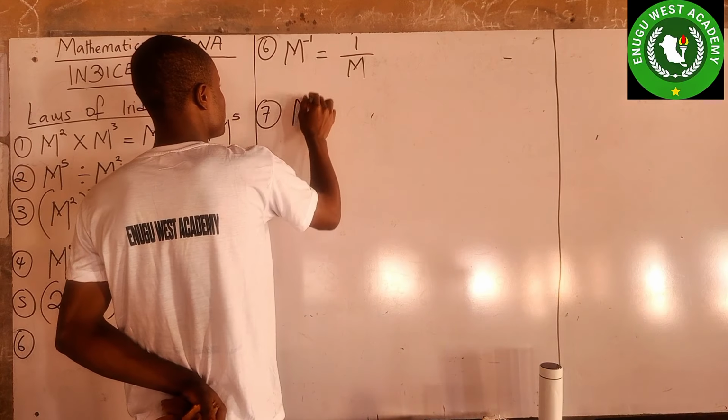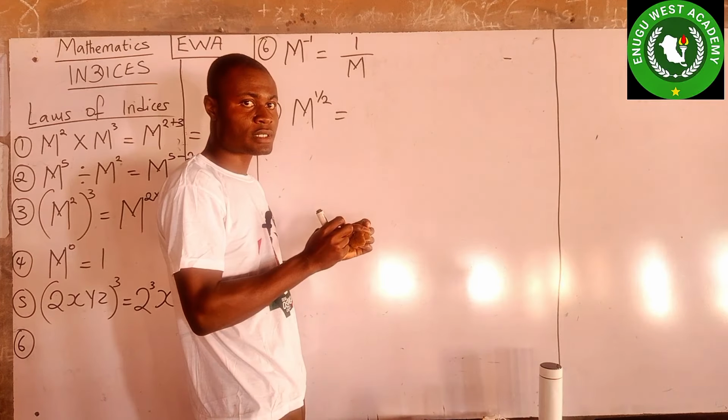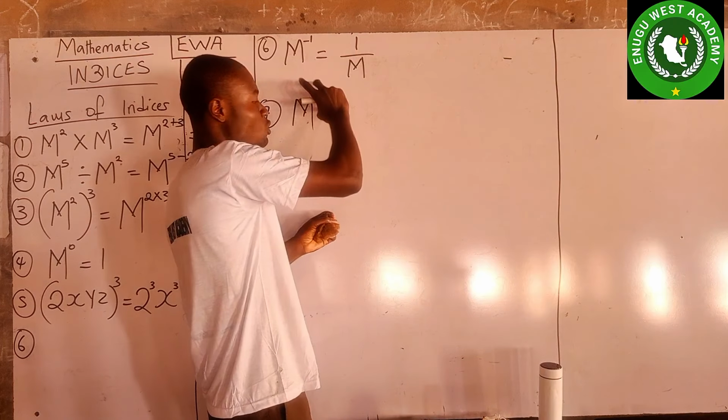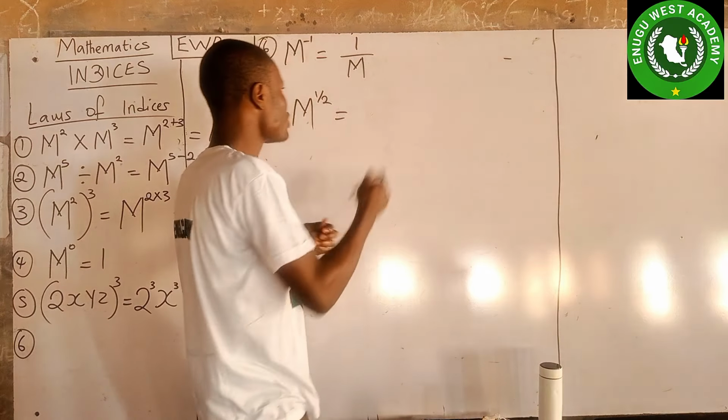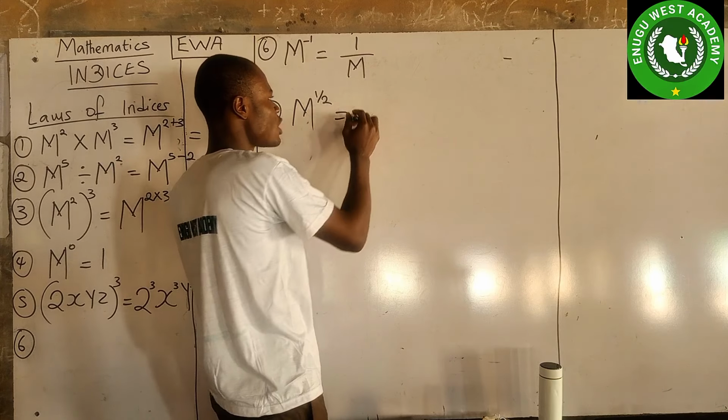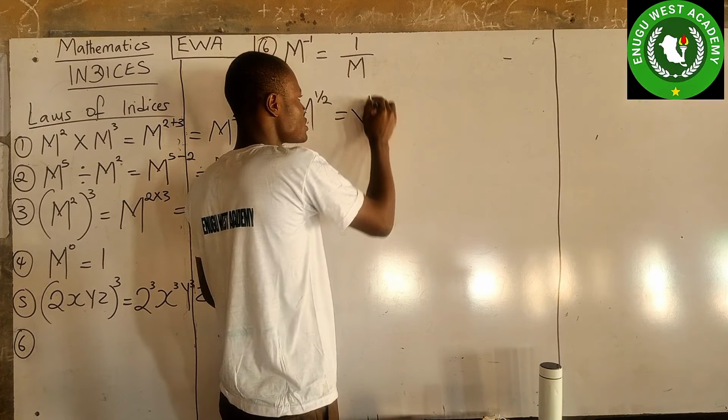Now, please, m raised to power 1 over 2, the power there is 1 over 2. Now, you are going to find the root. For you to find the root using the fractional power, you focus on the denominator. Let me say it again. For you to find the root, using this fractional power, you focus on the denominator. What is here is 2. So it means we are going to have the square root of m.